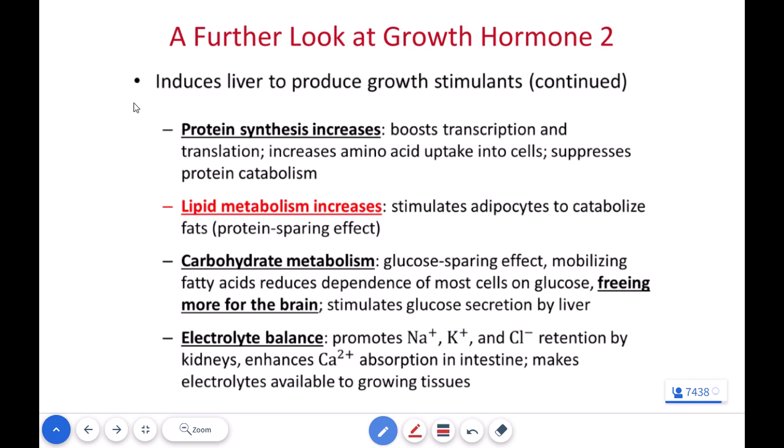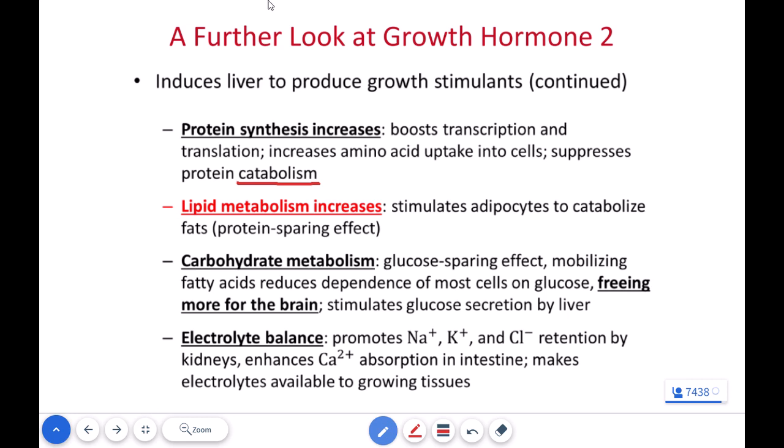And our liver is also, in response to growth hormone, going to suppress protein catabolism. Catabolism is a term I did not talk about when we covered chapter 24. A catabolic chemical reaction takes a big chemical and breaks it down into smaller pieces. So if we suppress protein catabolism, we are suppressing the digestion of protein molecules in our body, intracellular protein digestion.